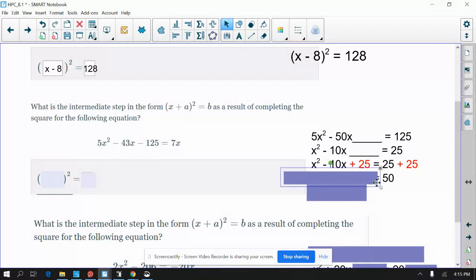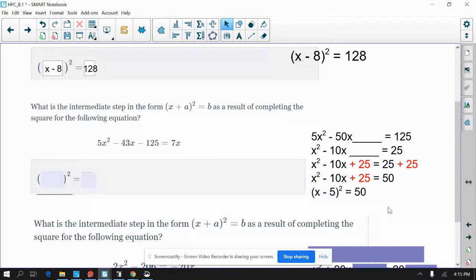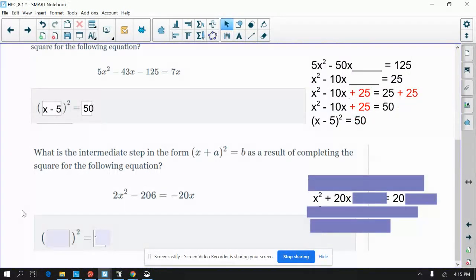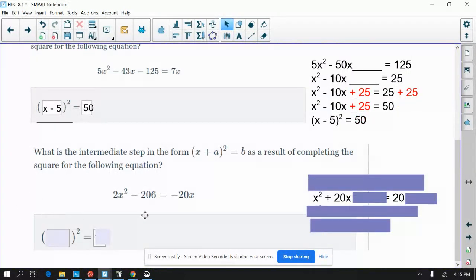And then how do I factor that? Well, 2 numbers that multiply to 25 and add to negative 10 are negative 5 and negative 5. So it's x minus 5 squared, and that's what I put here. x minus 5 is being squared, and all that equals 50. Last example.